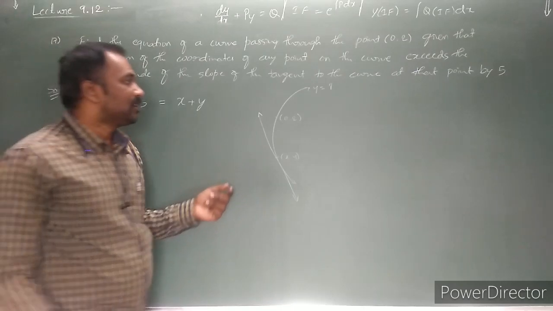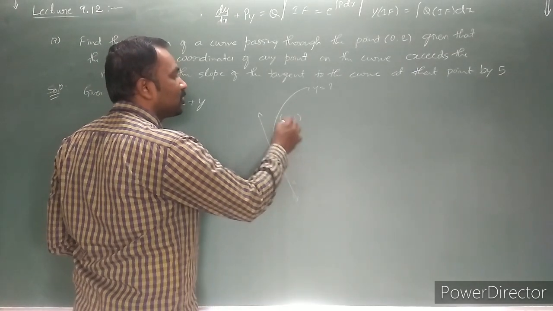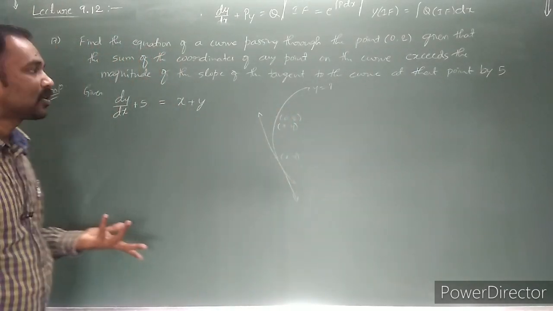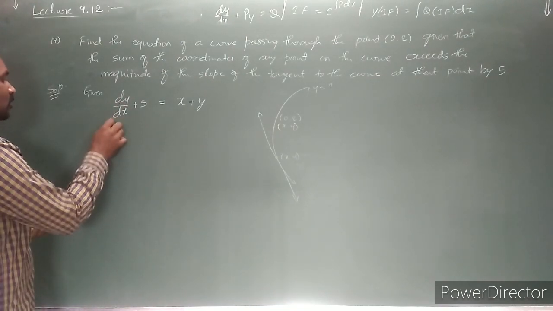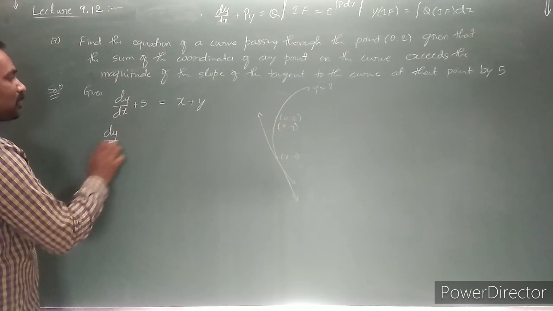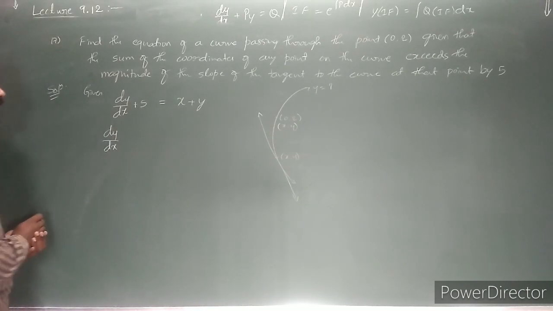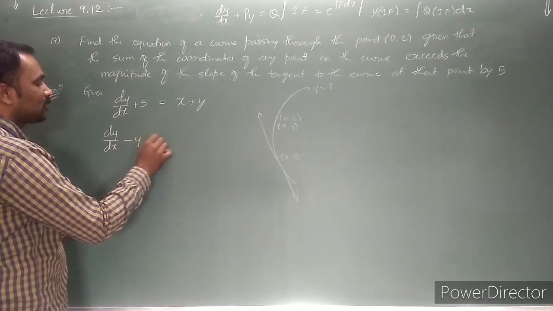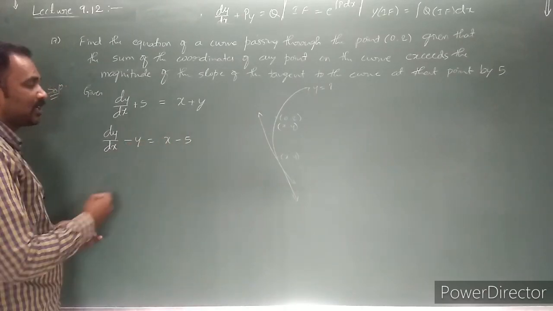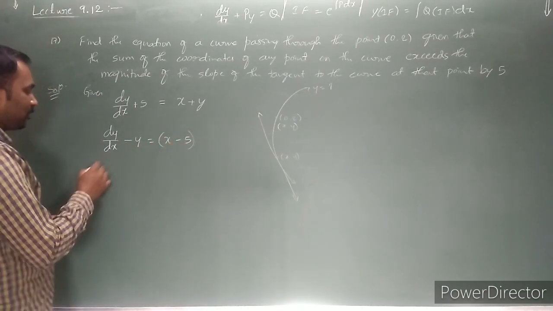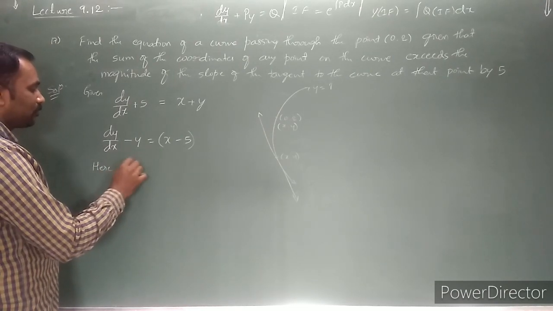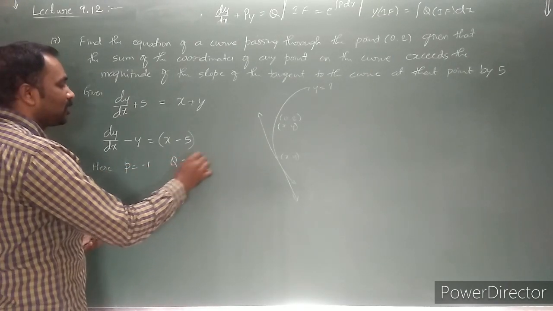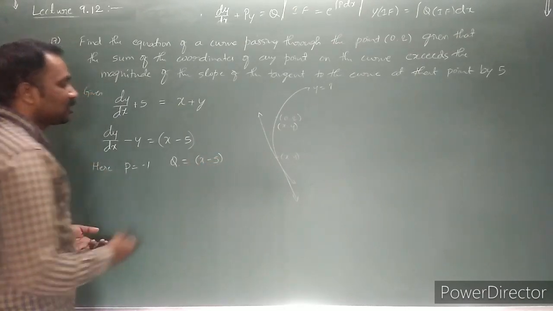Now the point is given, so y is equal to 2 when x is equal to 0. This is the differential equation to be solved. So dy by dx is required, so dy by dx minus y is equal to x minus 5. Now which is in the standard form. Here p is equal to minus 1, and Q is equal to x minus 5.